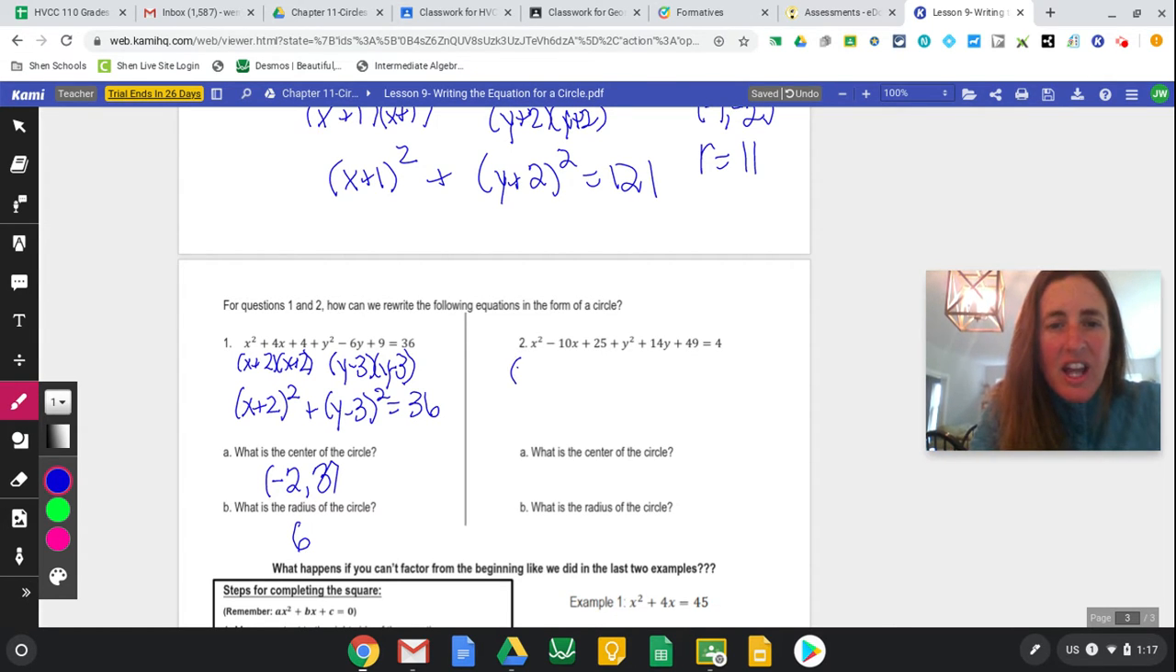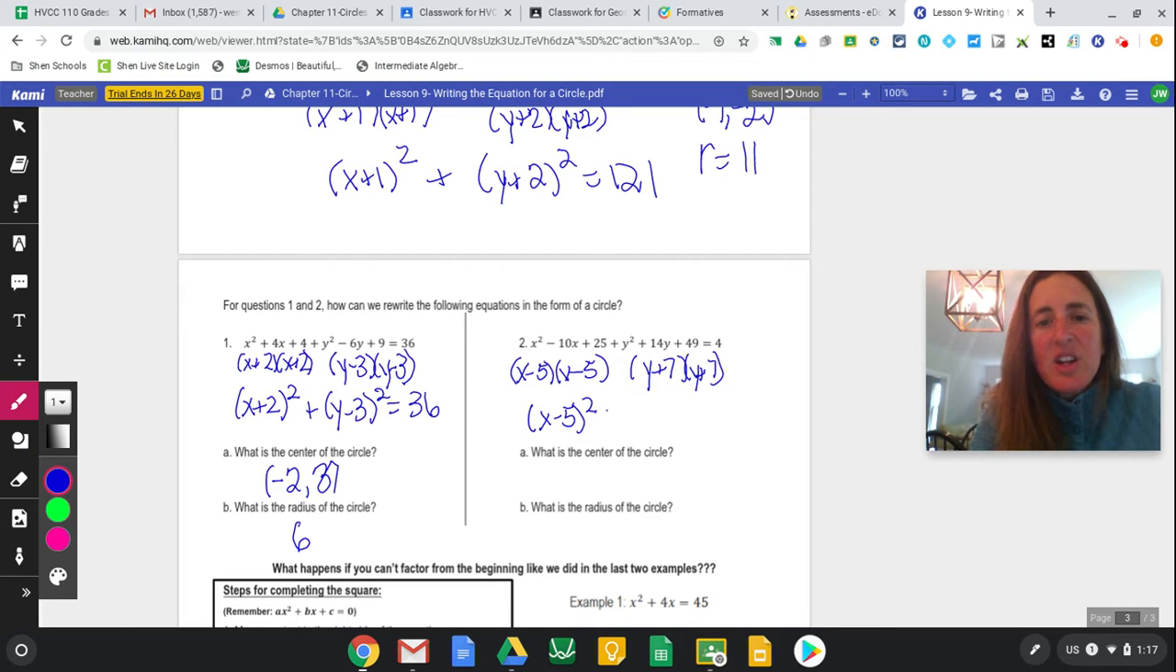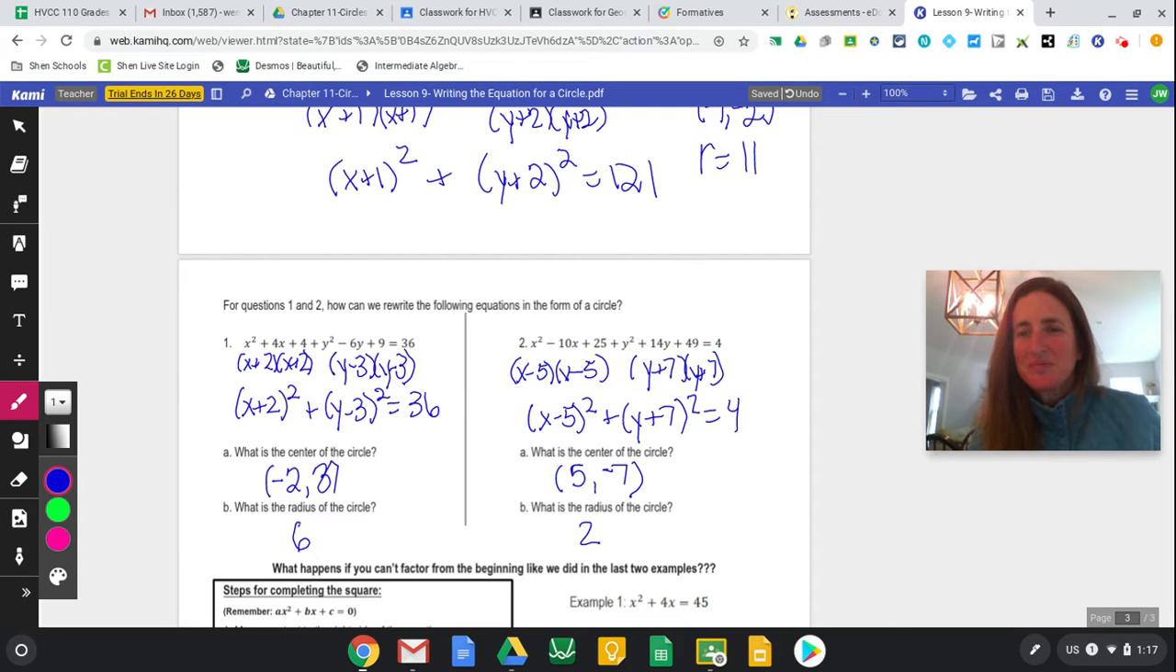This guy over here is going to be x minus 5 times x minus 5, or x minus 5 squared. And back here I've got y plus 7 times y plus 7, or y plus 7 squared equals 4. So now my center is at 5, negative 7, because we switch our signs. And our radius is 2. Oh, we're doing so good. I'm so proud of everyone.